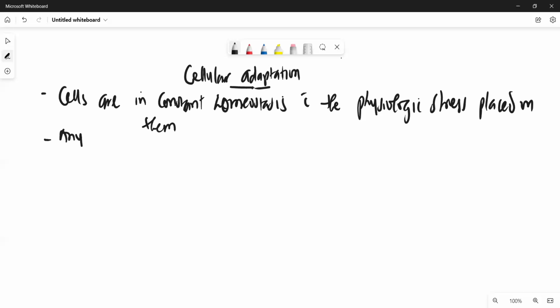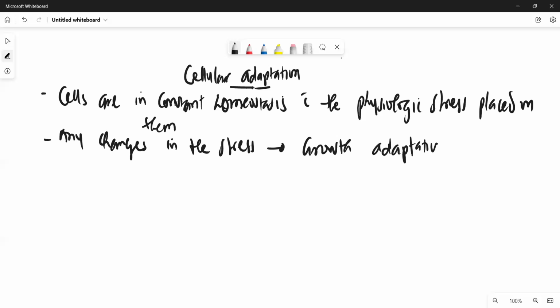So any change in the stress, either increase or decrease, will lead to what we call growth adaptation. And then we're going to be talking about these different types of adaptation. We're going to be covering different types. And when we look at this adaptation, it is usually something that is reversible. So they are usually a reversible functional and structural response to severe stress.